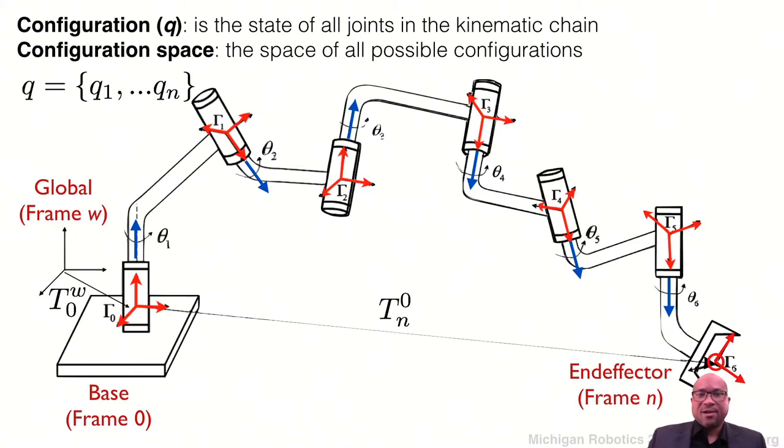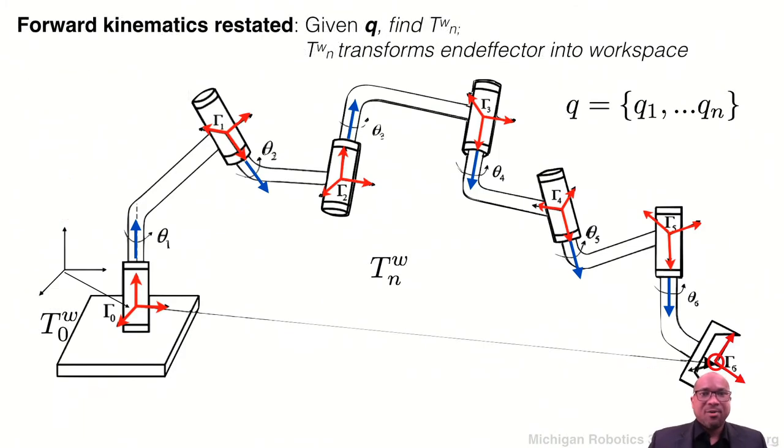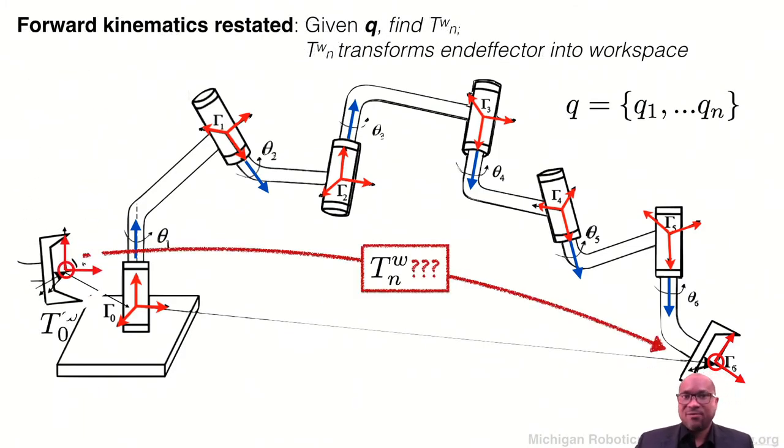We should note that the vector of the state of all joints is called a configuration. If we looked at the configuration of each of these joints and put them collectively together, usually as a vector, that is our configuration. And the space of all possible configurations is called configuration space, or C space. So the problem that we have with forward kinematics is that given a particular configuration Q, we want to find the transformation that takes the link from its own space, or the end effector from its own space, into its proper positioning in the global workspace.